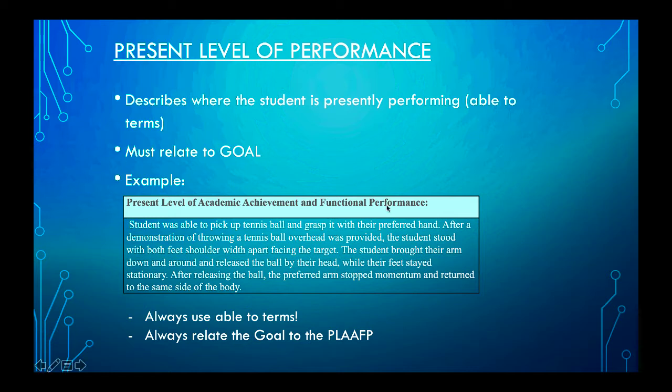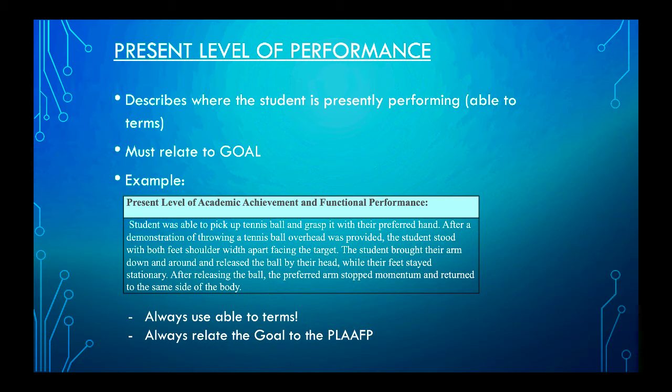So for this example of the present level of academic achievement and functional performance, or baseline, I explain, student was able to pick up tennis ball and grasp it with their preferred hand. After a demonstration of throwing a tennis ball overhand was provided, the student stood with both feet shoulder width apart facing the target. The student brought their arm down and around and released a ball by their head, while their feet stayed stationary. After releasing the ball, the preferred arm stopped momentum and returned to the same side of the body. So, very positive, talking in ABLE terms, just explaining how they're able to perform an overhand throw.